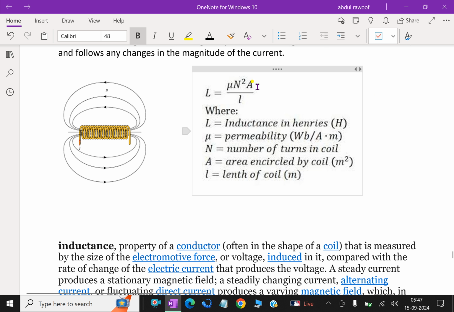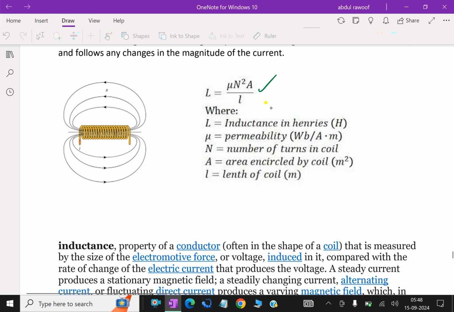Look at here. L equals mu n squared A over l. This is the formula for inductance, where L is inductance in henries, H, mu is permeability in Weber per ampere meter, n is the number of turns in the coil, A is the area encircled by the coil, and l is the length of the coil. These things form a self-inductance. L is mu n squared into A over l.